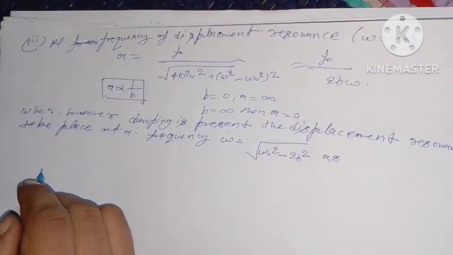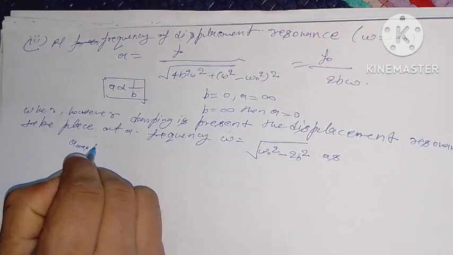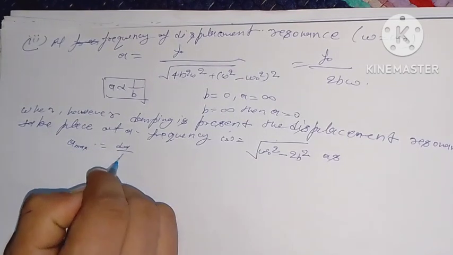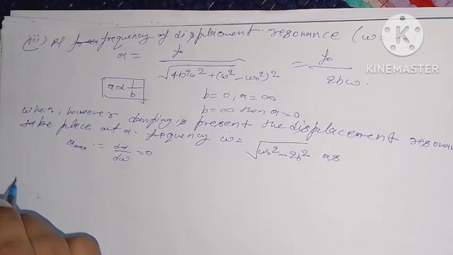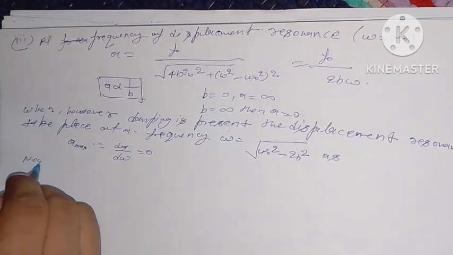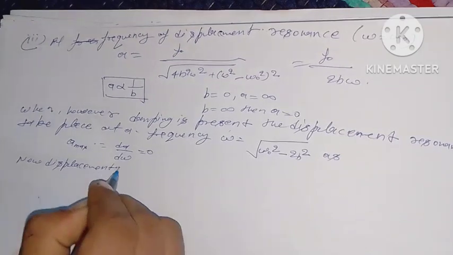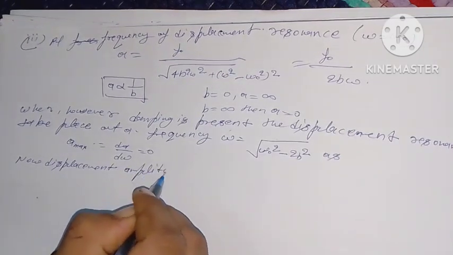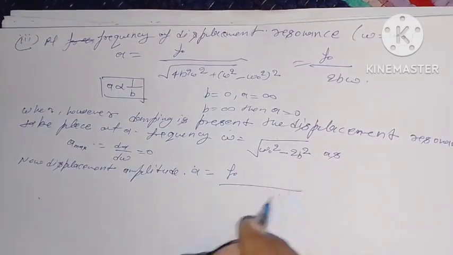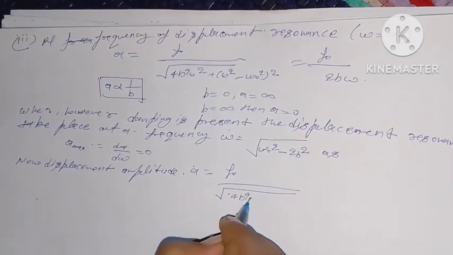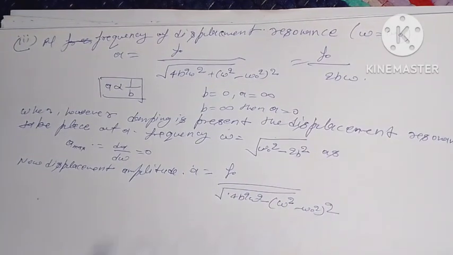For amplitude A to be maximum, dA by d omega equal to 0. Now displacement amplitude A equal to F naught upon under root of 4b square omega square plus omega square minus omega naught square whole square.